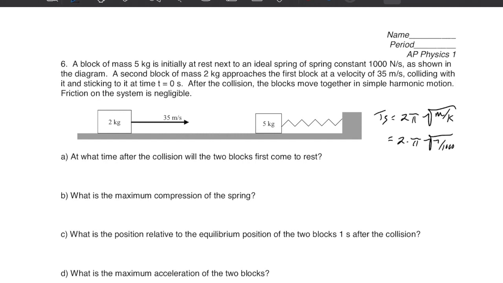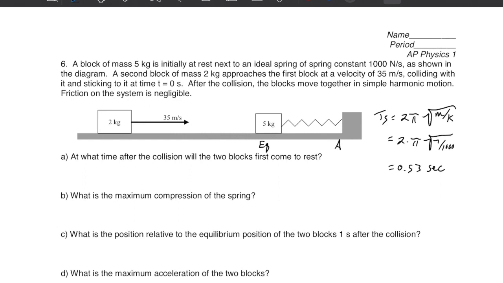So this system is going to start its motion at equilibrium, moving to the right, moving towards amplitude where we compress the spring. At what time after the collision will the 2 blocks first come to a rest? Well, if we're only moving from equilibrium to amplitude, that's 1/4 of a period. So if we calculate the period, we can then determine 1/4 of the period, which is from equilibrium to amplitude.